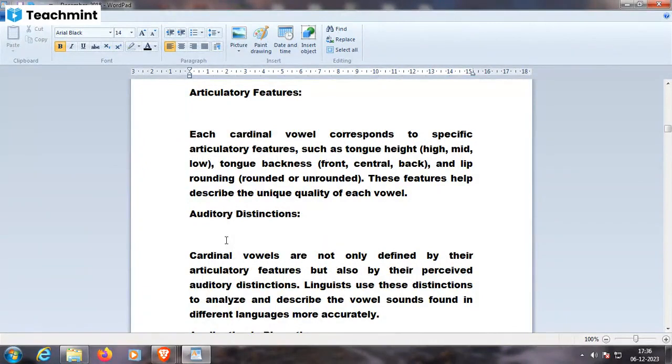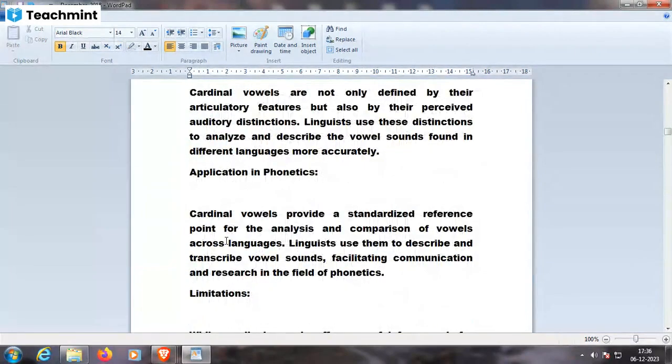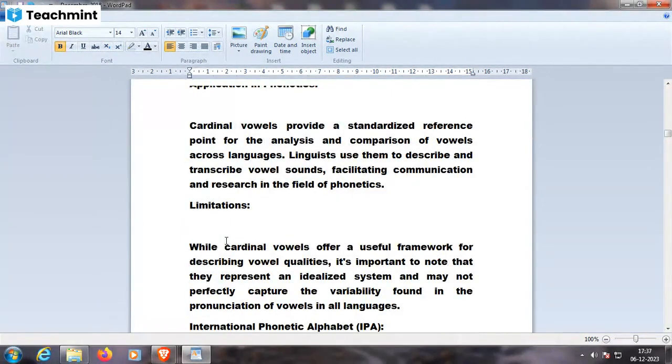Auditory distinctions: cardinal vowels are defined not only by the articulatory features but also by the perceived auditory distinctions. If you don't understand A, E, I, O, U properly, then the pronunciation will also not be proper. Applications in phonetics: cardinal vowels provide a standardized reference point for the analysis and comparison of vowels across languages. So across languages, even in Bengali, when we pronounce certain words, it's like that. These are called pronunciation. And in every language, ka, kha, ga, we have this type of articulatory phonetics.